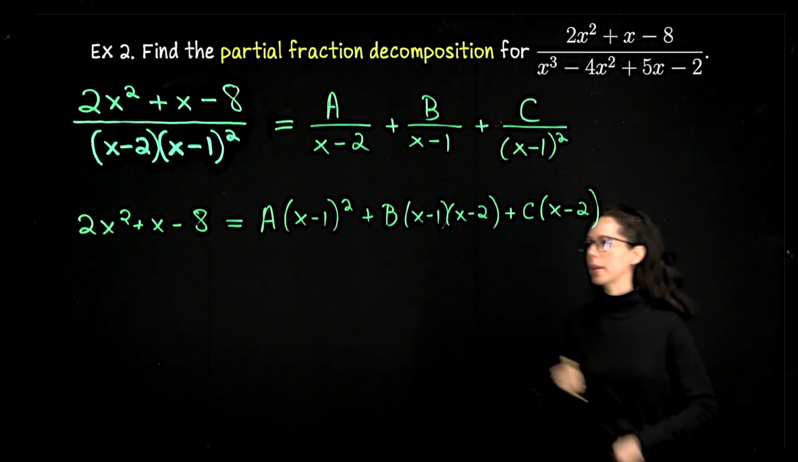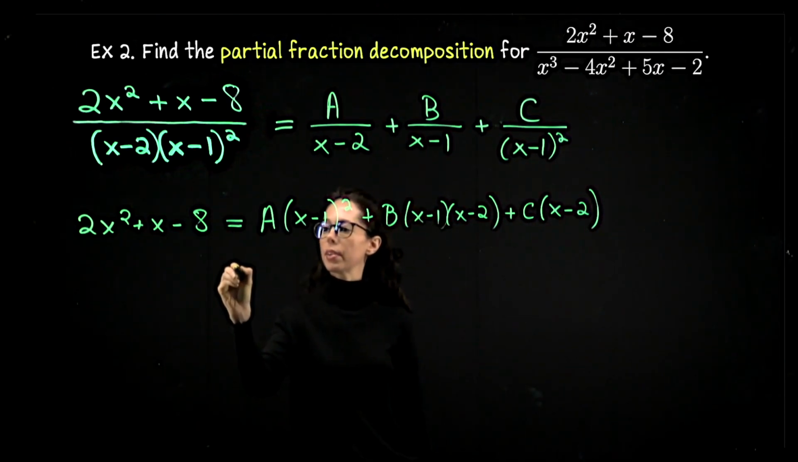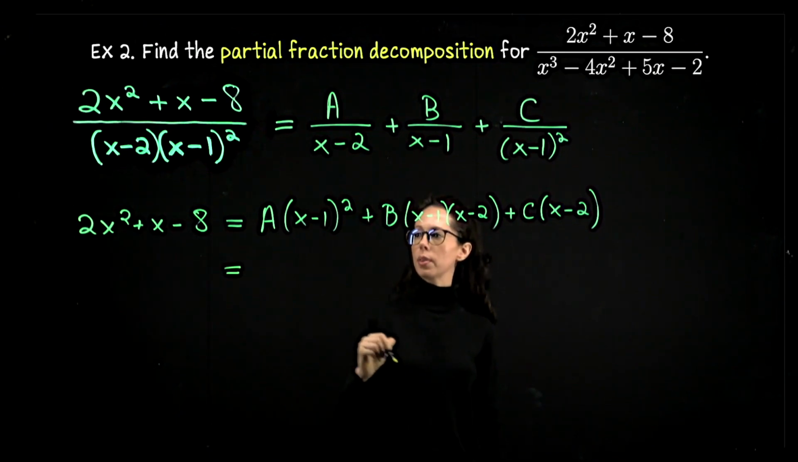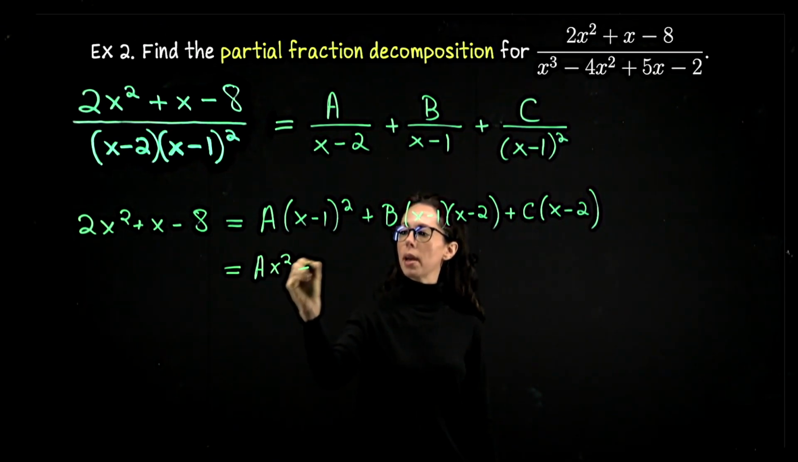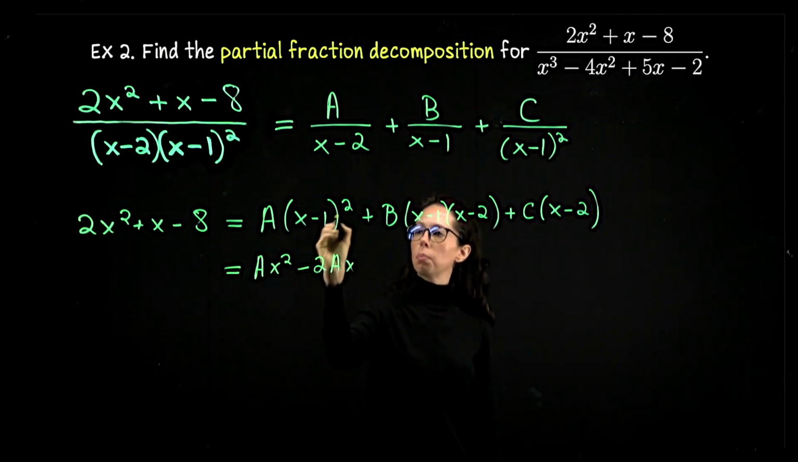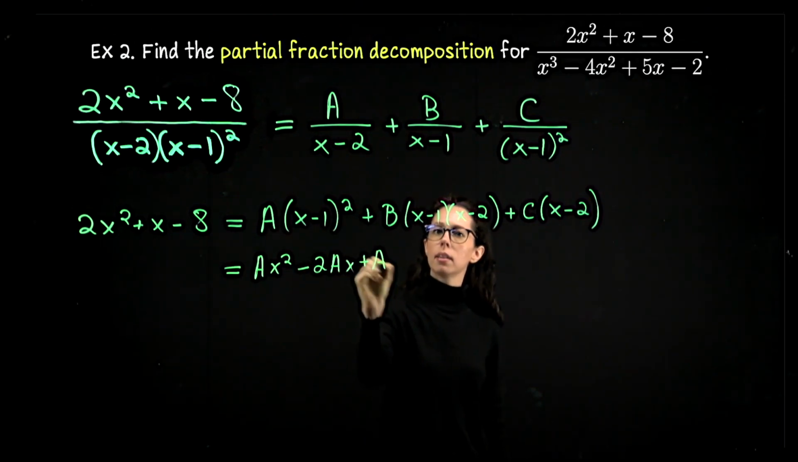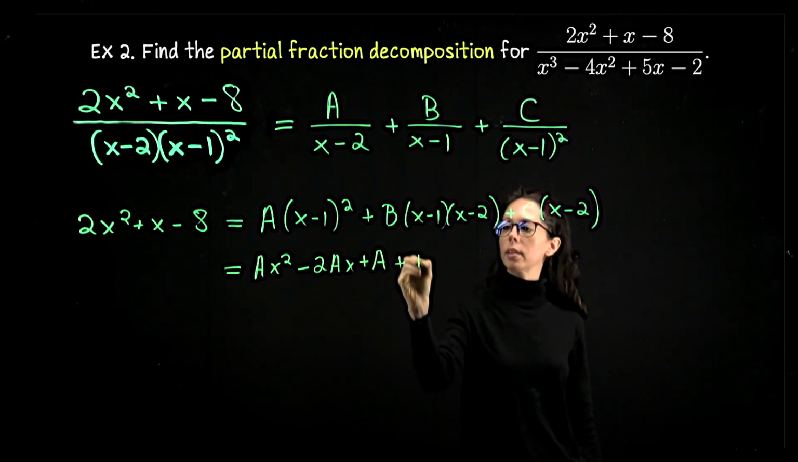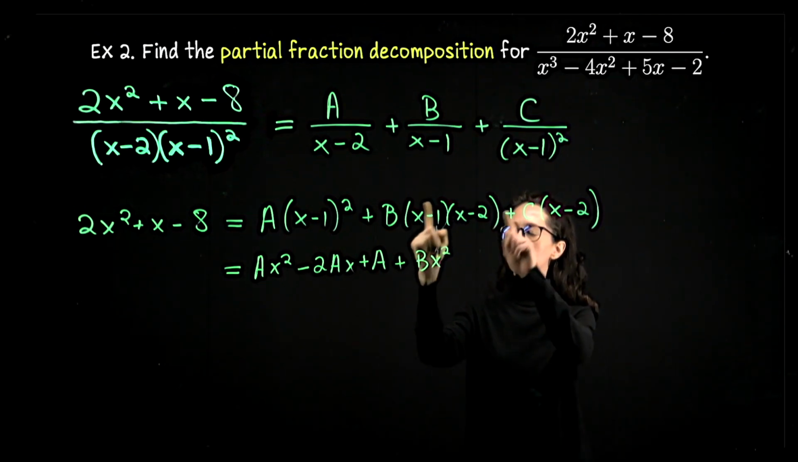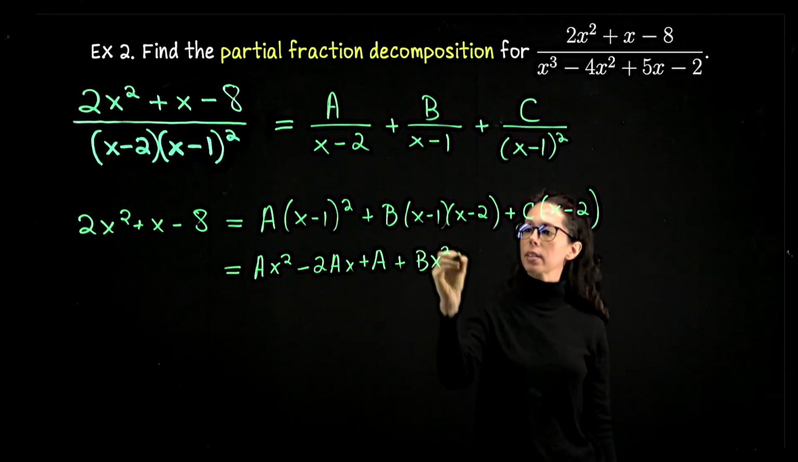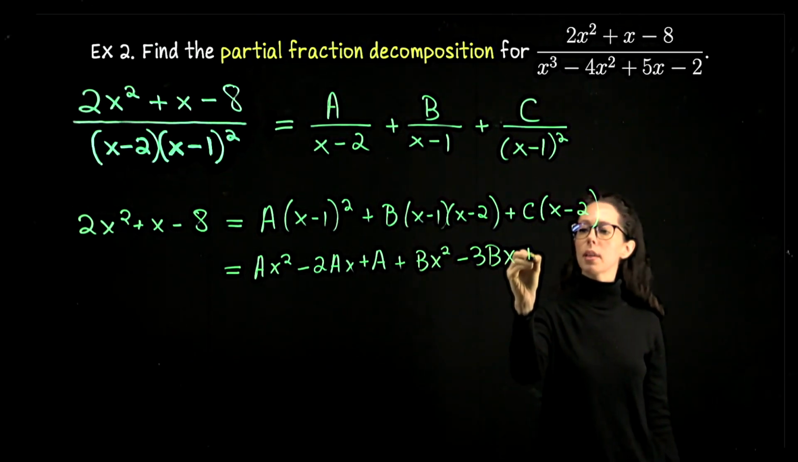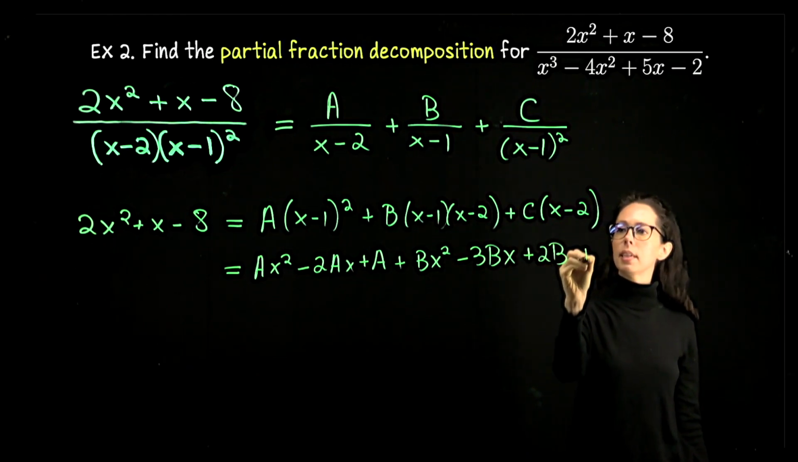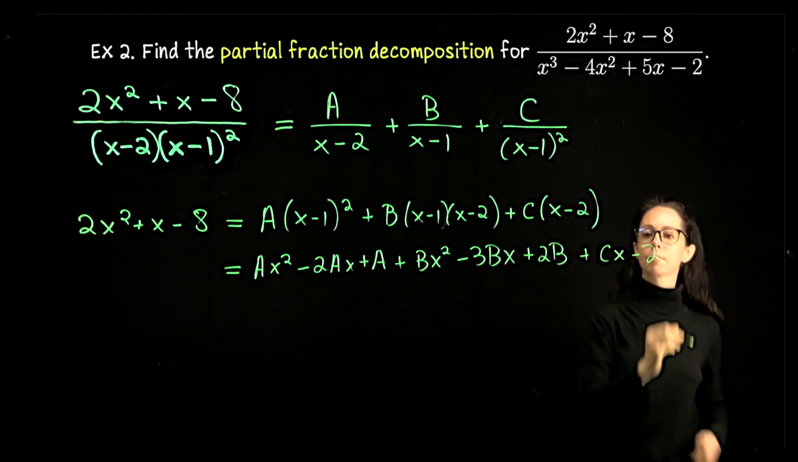Okay, let's go through the algebra now. I will expand everything on the left. So this is going to be ax squared minus 2x times a, so minus 2ax plus 1 times a, plus bx squared minus 2x minus x is minus 3x, so minus 3bx plus 2 times b, so plus 2b, plus cx minus 2.